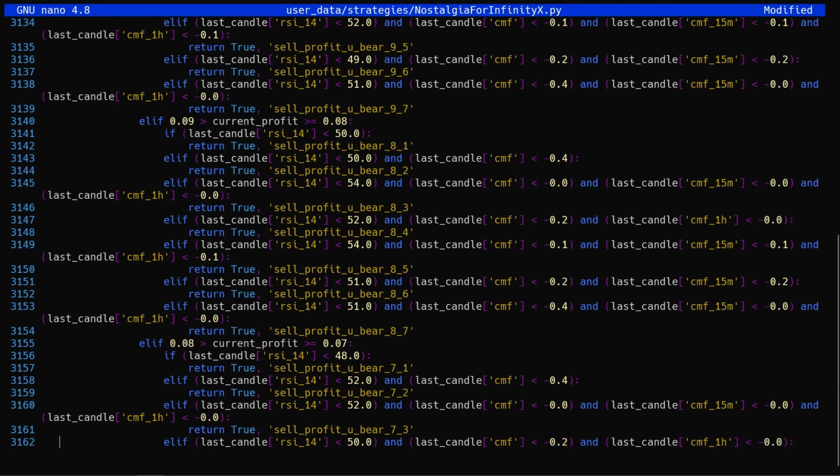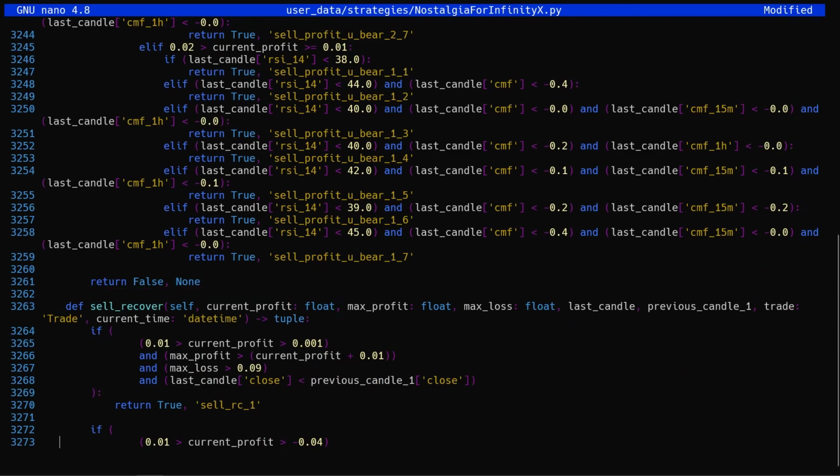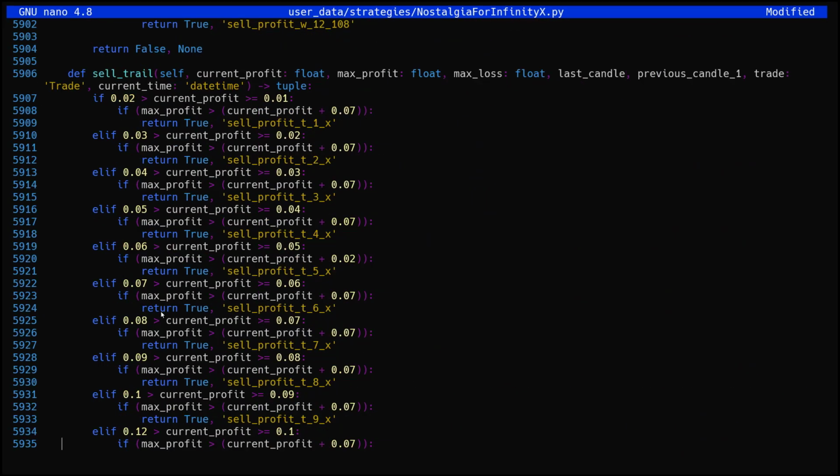Also there is a method that sells after a pair has recovered and when it has a certain amount of profit. Then there is a method that acts like a trailing stop loss and many more conditions.